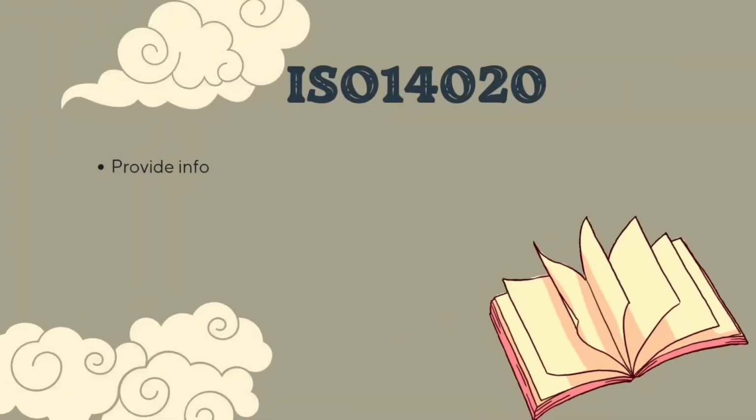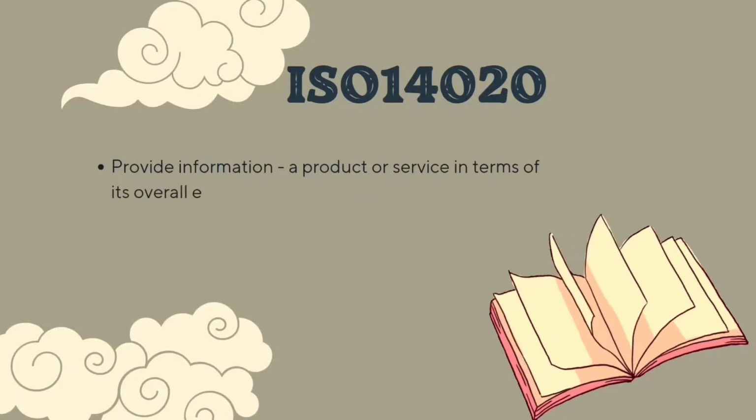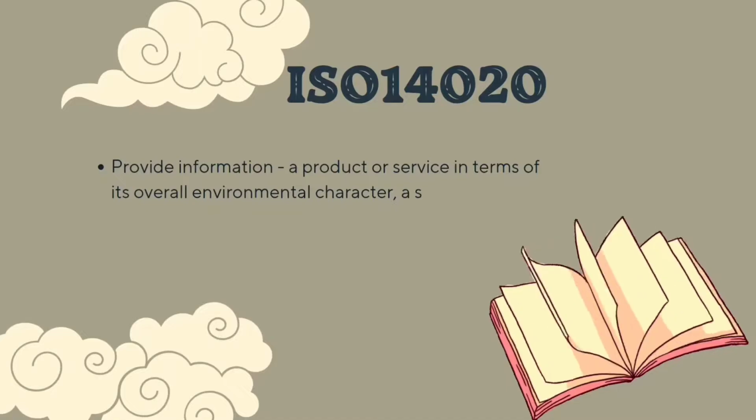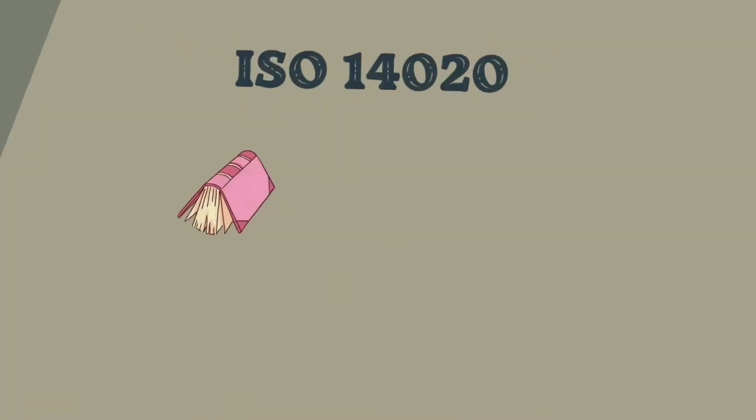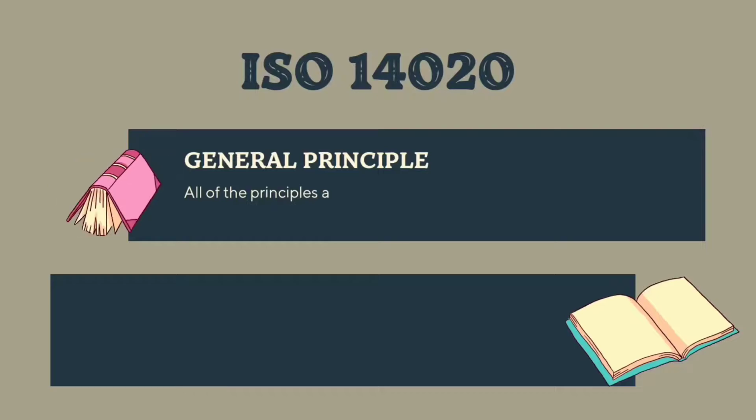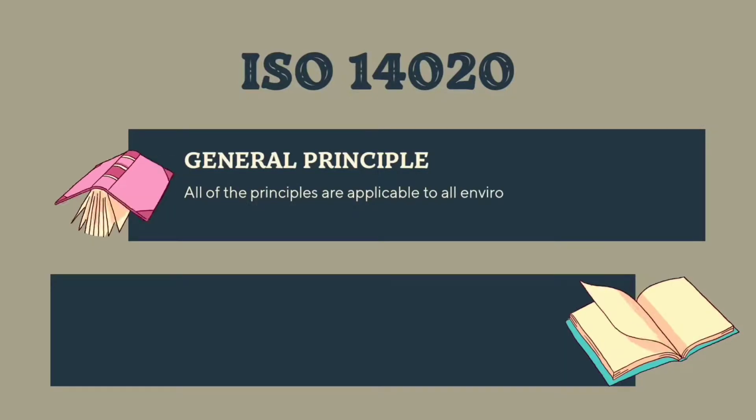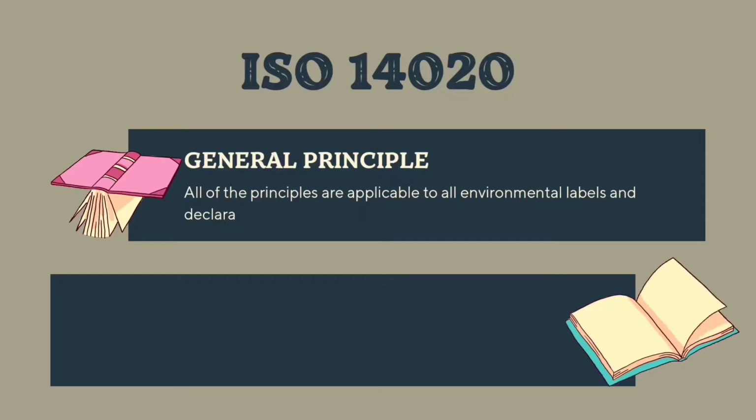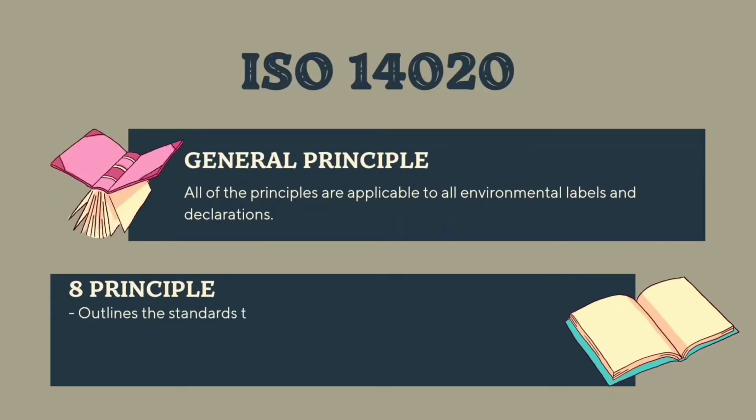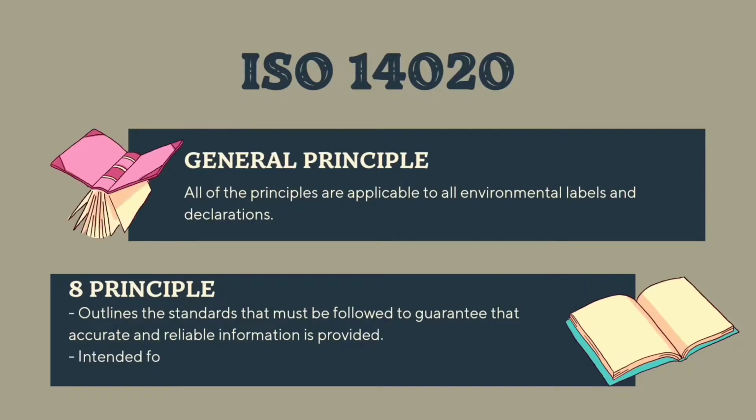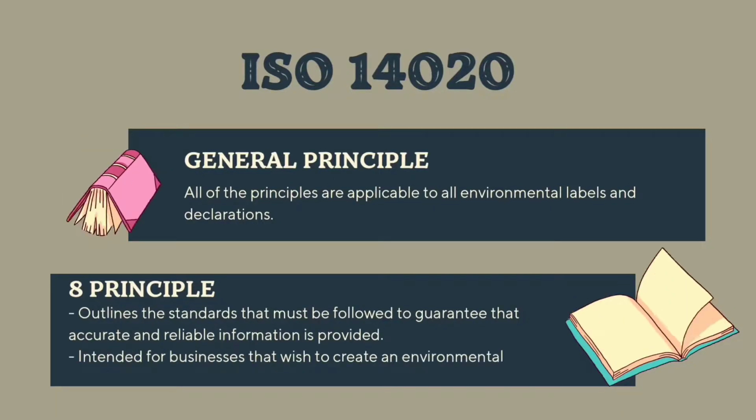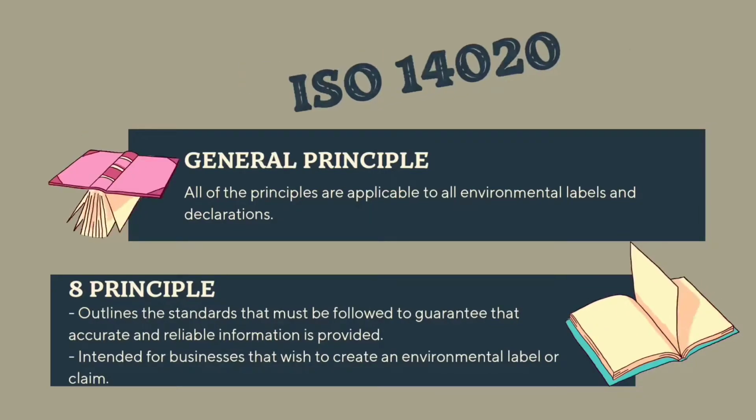Let's move to introduction of ISO 14020. ISO 14020 is a standard that provides information about a product or service in terms of its overall environmental characteristics, emphasizing specific environmental aspects or any related aspects. In ISO 14020 there are affirmed principles. In general, all the principles asserted can be applied to all environmental labels and declarations. There are 8 principles in place that outline the standards that must be followed to guarantee that accurate and reliable information is provided. These principles are intended for businesses that want to create labels or environmental claims.